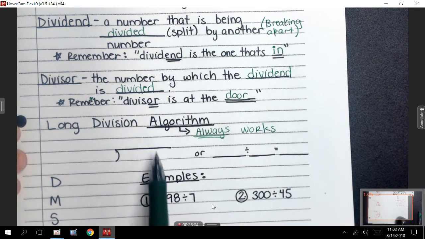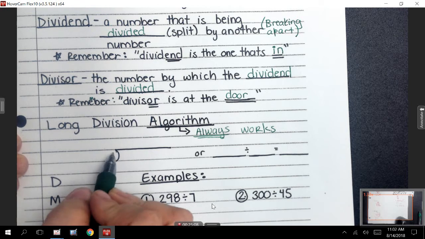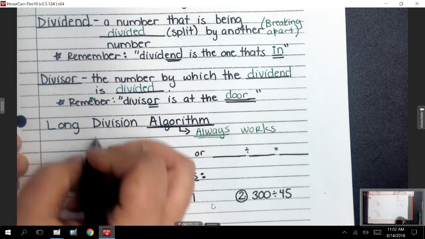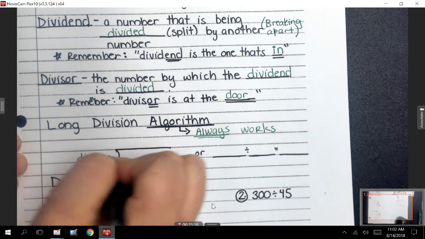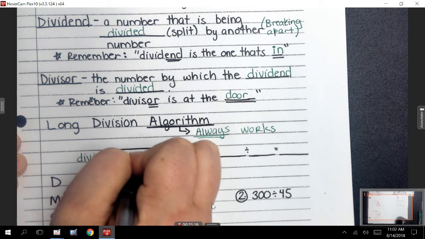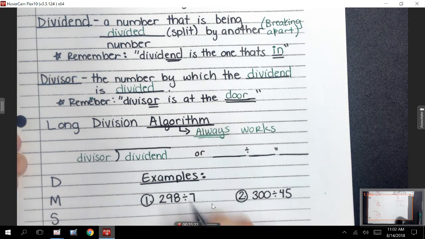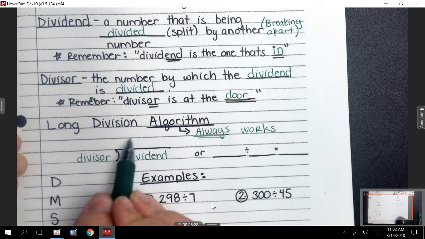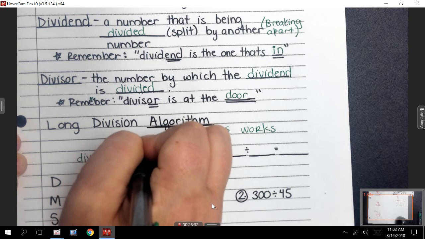All right, we're going to label down here where my dividend and divisor and all would go. Remember, what did we say goes at the door? Divisor. What goes inside? The dividend. And what goes on top? The number that's being divided. Oh, what goes up here? Quotient. The quotient, the answer.